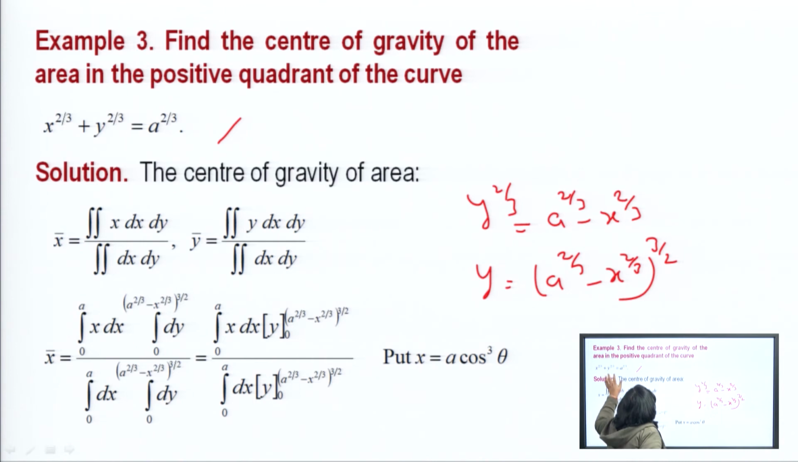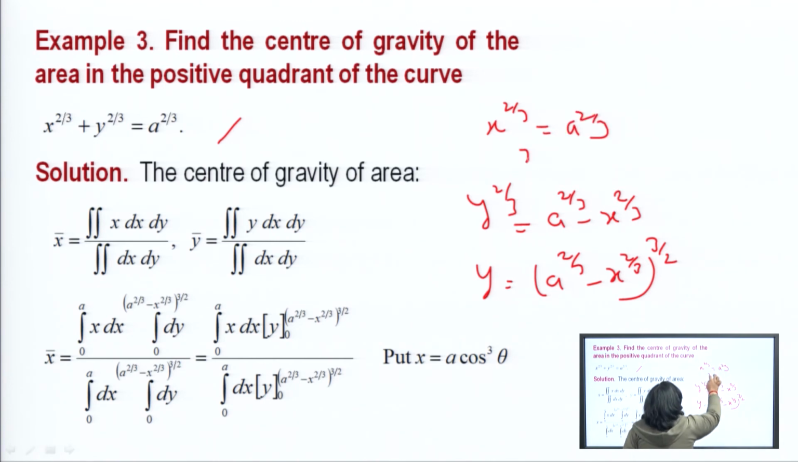So, put y equal to 0 here, we have x power 2 by 3 is equal to a power 2 by 3, so x is equal to a. So, the limits go from 0 to a, x dx, 0 to (a power 2 by 3 minus x power 2 by 3) power 3 by 2. Here the limits are in the function of x. So, integrate with respect to y firstly and put the limits, and then we have only a function of x. So, integrate with respect to x.